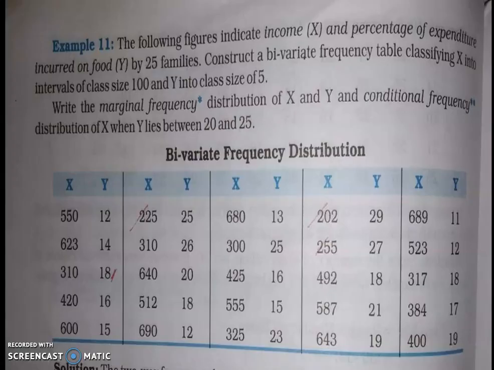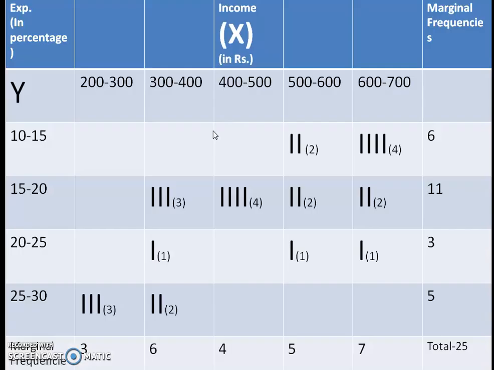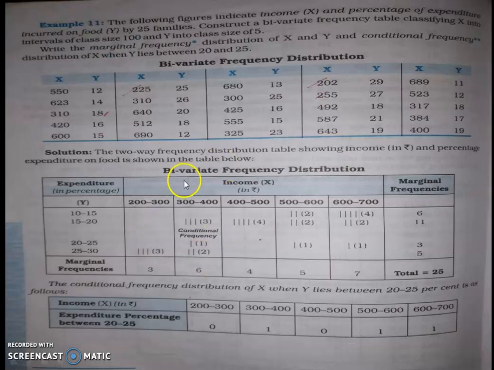And in your question, there is one more information asked, that you need to write the marginal frequency distribution of x and y and conditional frequency distribution of x and y, which lies between 20 and 25, okay. So you need to write the conditional frequency which lies between x and y between 20 and 25, okay. So look here, they have only asked between 20 and 25, okay.